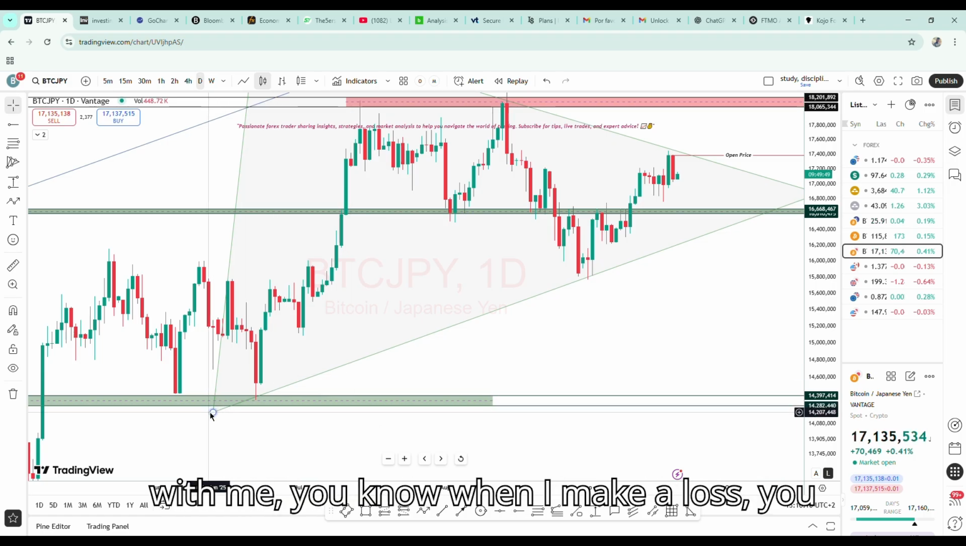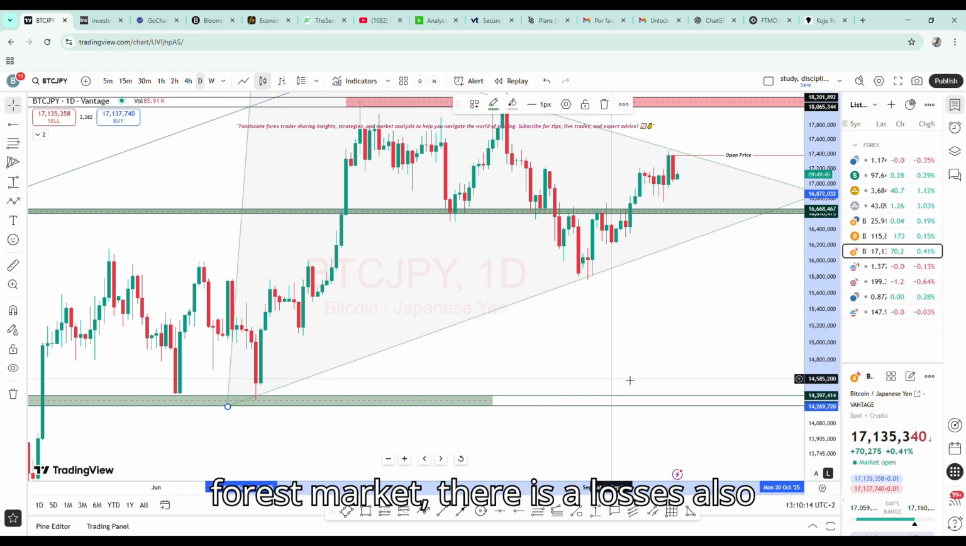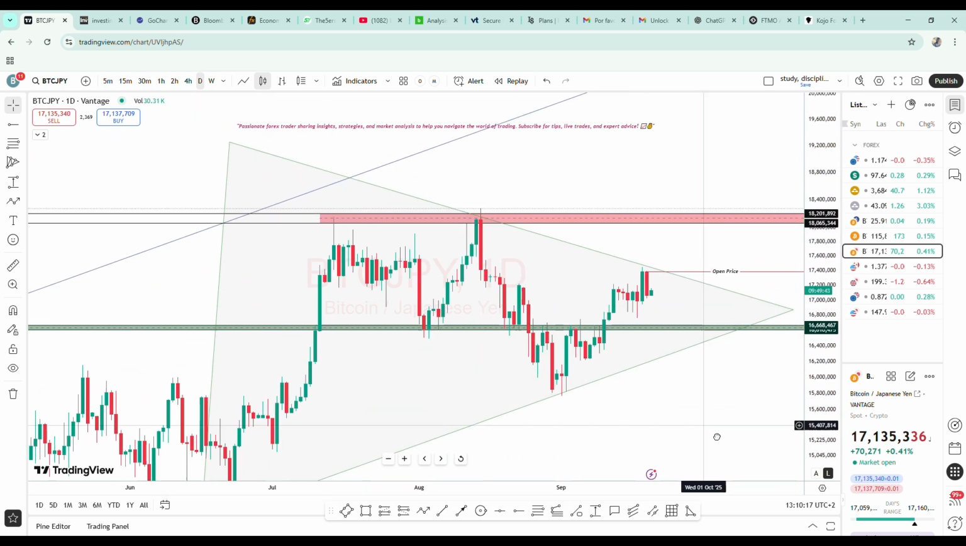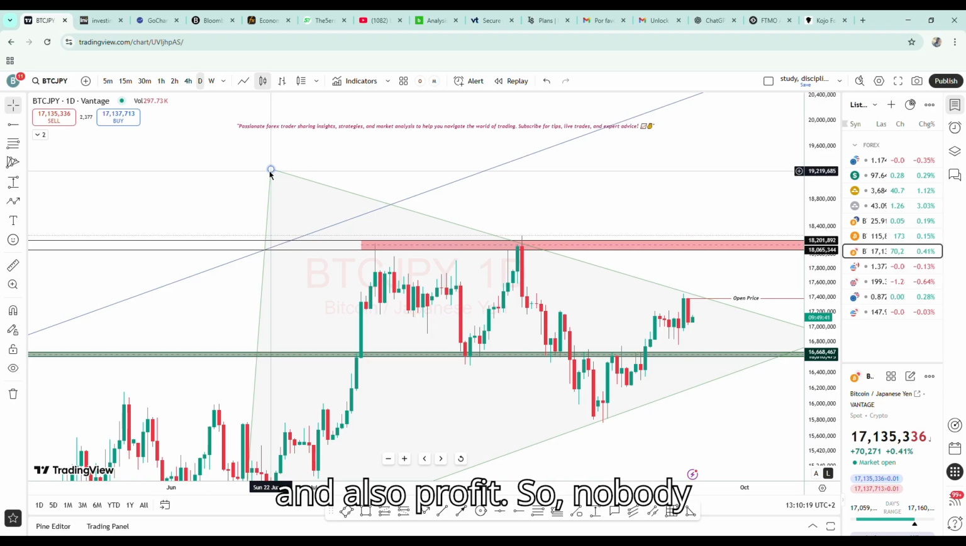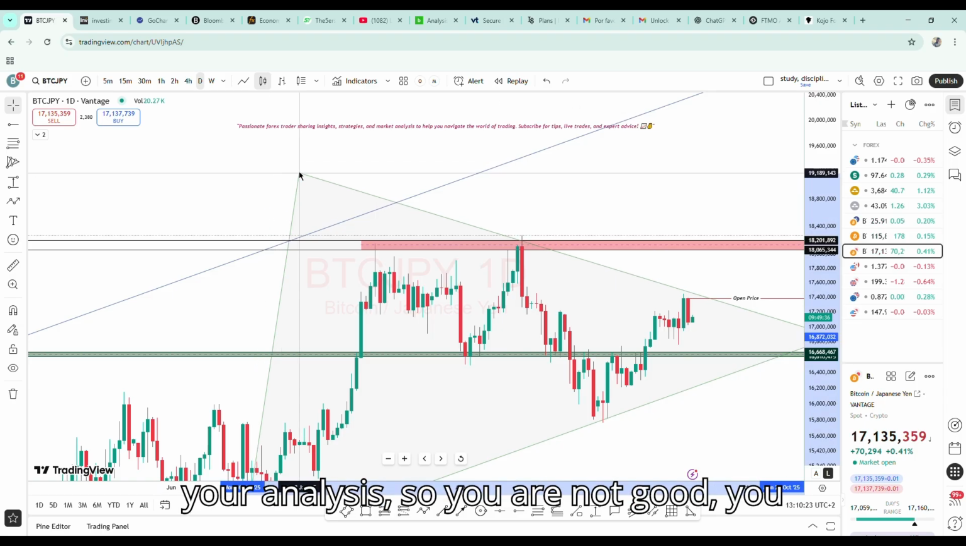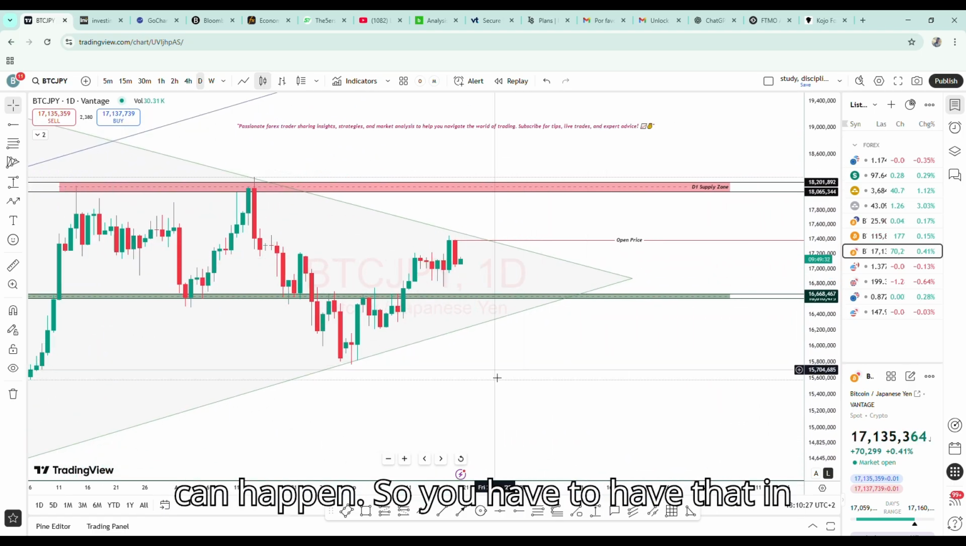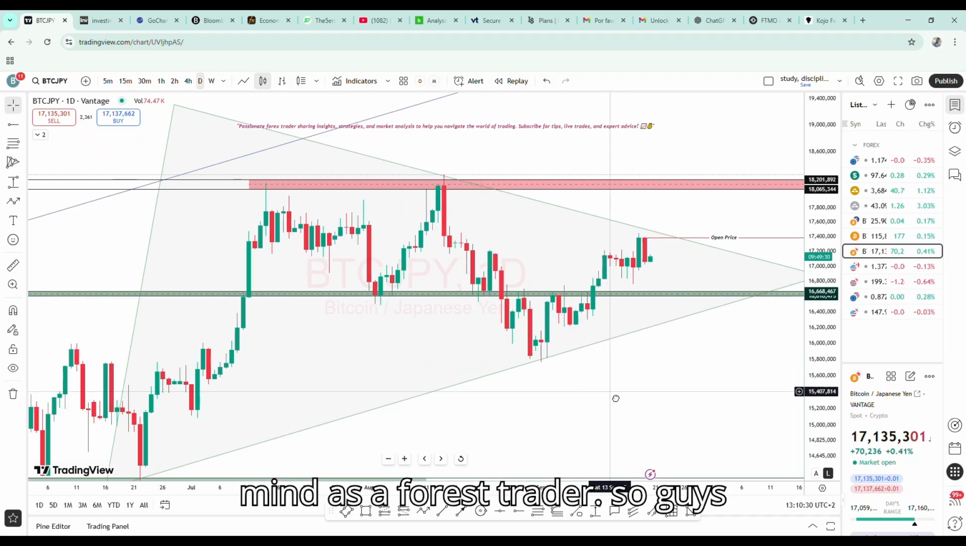Remember, if you're taking trade with me, when I'm making a loss, you also make a loss, because in the forex market there are losses and also profit. So nobody owns the market. You can only do your analysis. You are not God. You are not the owner of the market. Anything can happen, so you have to have that in mind as a forex trader.